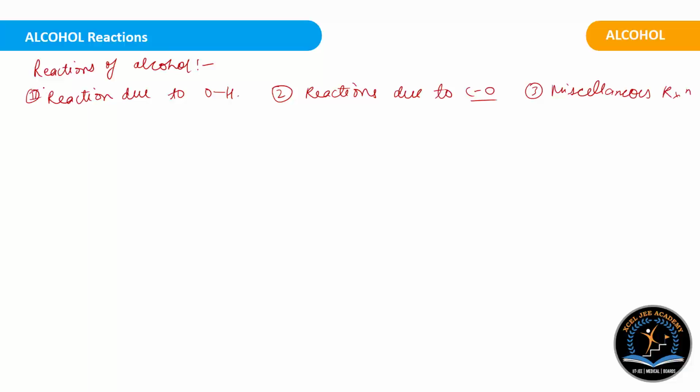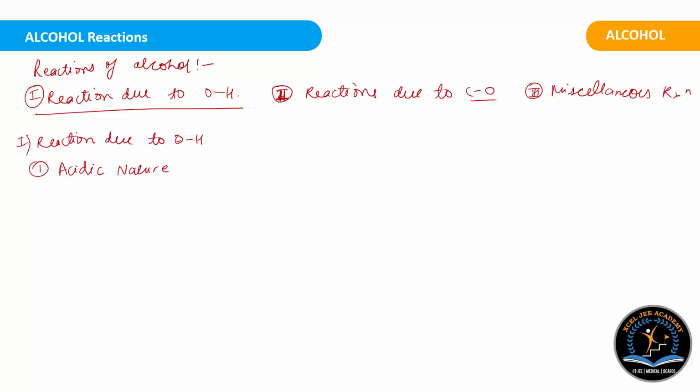Okay, so the first one is reactions due to OH, the second is reactions due to C-O, and the third is referred to as the miscellaneous. So coming to the first one, the reaction due to this OH. In this way we will be having four reactions. The first one is referred to as the acidic nature, because this hydrogen is having acidic nature, we will be having the reaction.